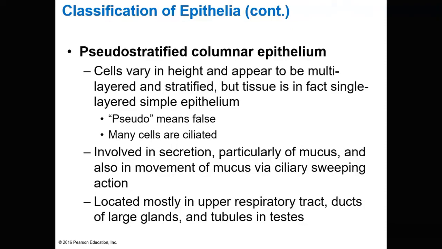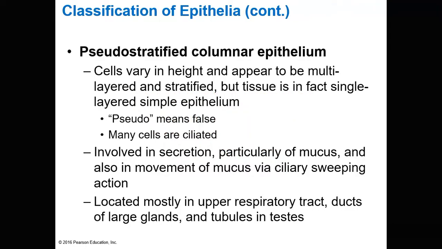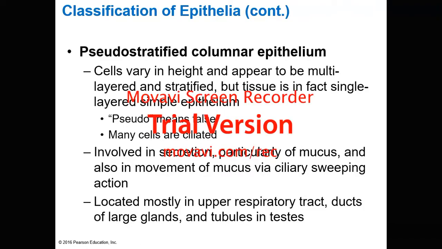Many cells are ciliated. They have cilia involved in secretion, particularly of mucus, and also in movement of the mucus via the ciliary sweeping action. You're going to find it mostly in the upper respiratory tract, ducts of large glands and tubules, and in the testes.